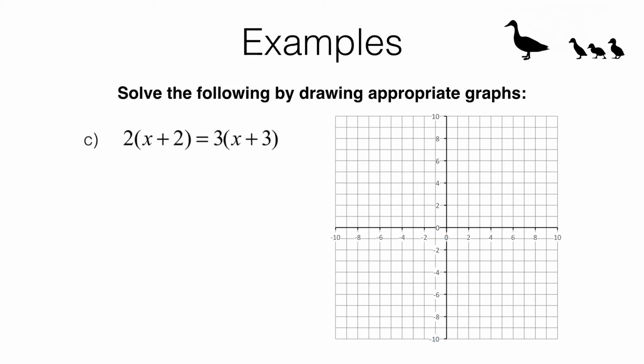Here's the final question. What we need to do is plot the line y equals this left-hand side. Now, if I expand that left-hand side, I get y equals 2x plus 4. Then I also need to plot the line y equals the right-hand side. So that will give me y equals 3x plus 9. See if you can plot both of those on a grid and use your lines to find the solution to this equation. Pause the video and have a go.